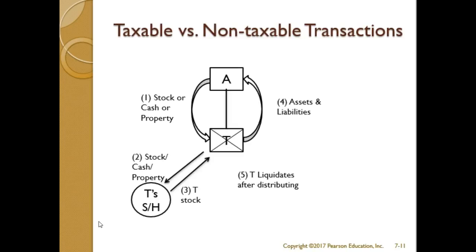So if the target corporation liquidates after distributing, and it doesn't liquidate into the parent corporation, gain or loss is recognized. So if it goes outside, gain or loss is recognized. If it stays inside, basis carries over.